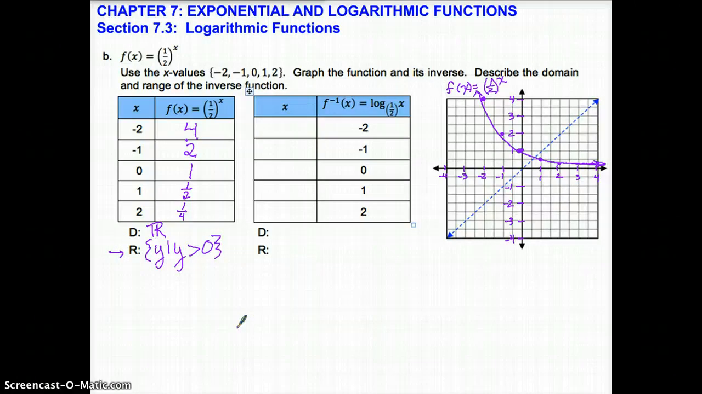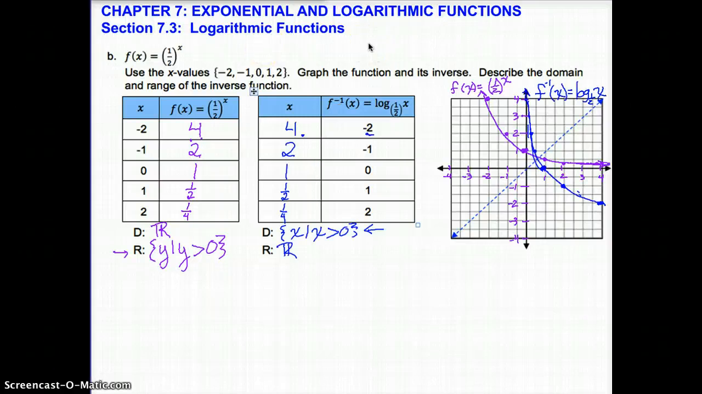Now I'd like you to take a look at the next piece and look at the inverse function, and we're going to rewrite that as a logarithm, and we're going to take a look at the values and then plot them. So I'd like you to pause this and try that.